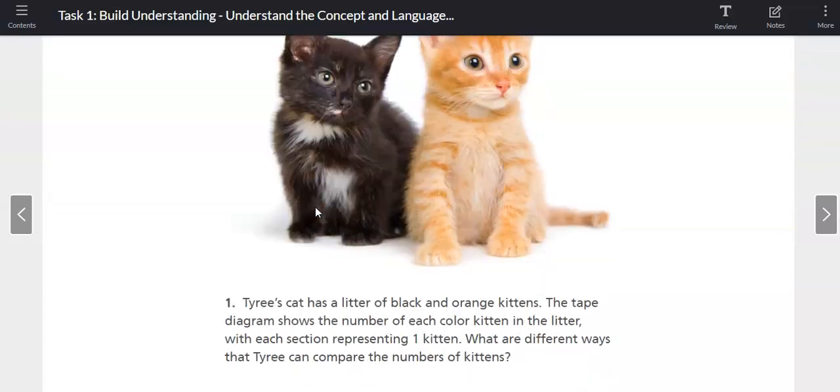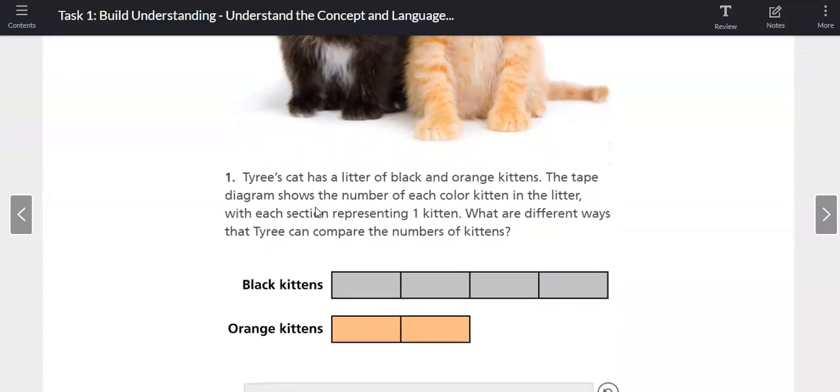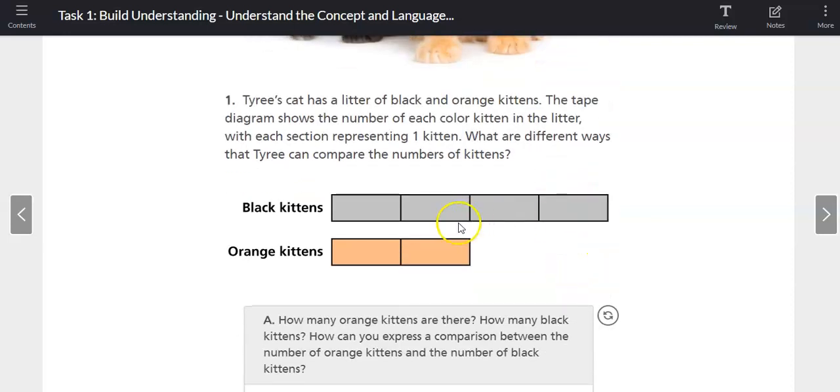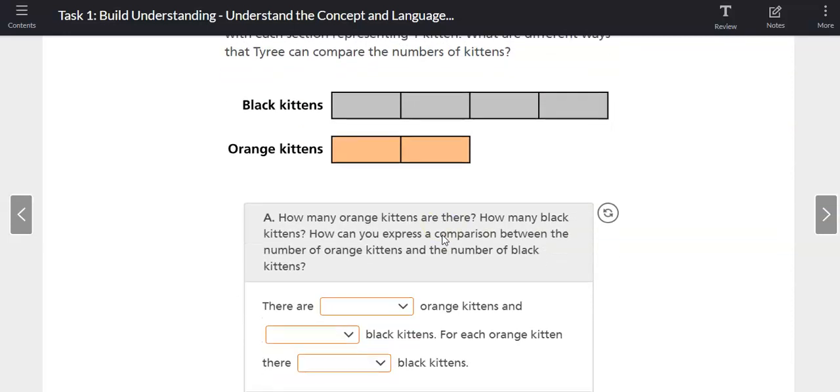So we got two kittens right here. Tyree's cat has a litter of black and orange kittens. The tape diagram, which is this right here, shows the number of each color kitten in the litter, with each section representing one kitten. What are different ways that Tyree can compare the numbers of kittens? So he has 1, 2, 3, 4 black kittens and 1, 2 orange kittens.